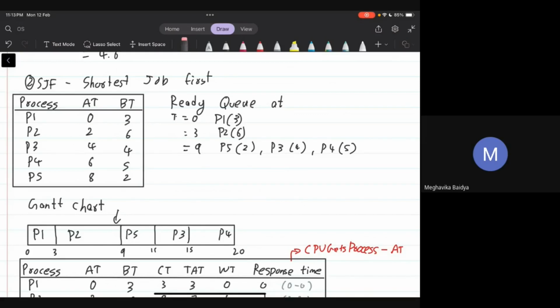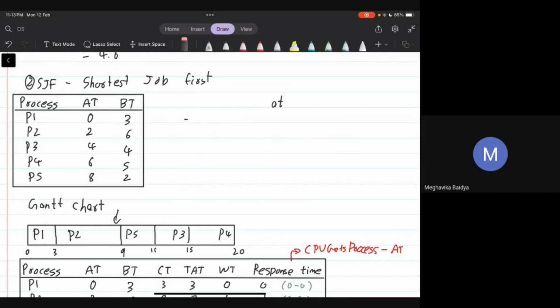Understood. So let's work this out. I'll erase this again. So see, the ready queue at t equals 0. At t equals 0, you have P1 of burst time 3, so you can execute that directly in the Gantt chart. The first one is 0 to 3. Then you can now check at t equals 3.